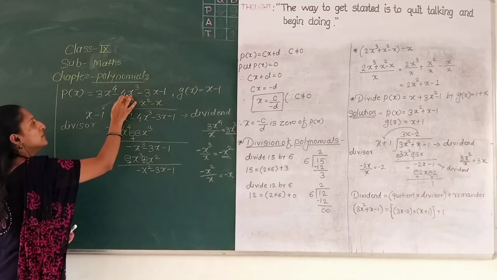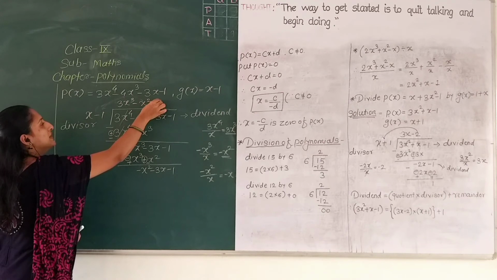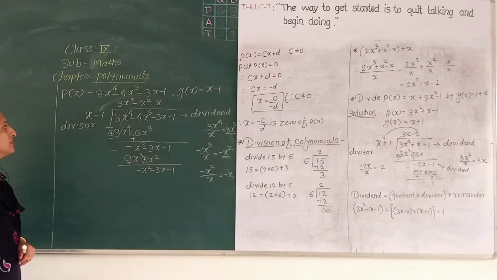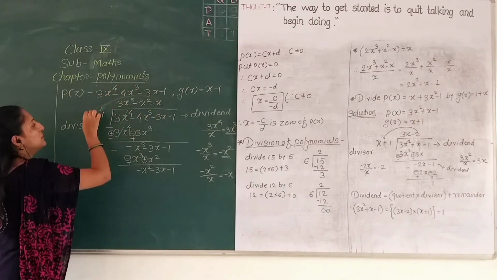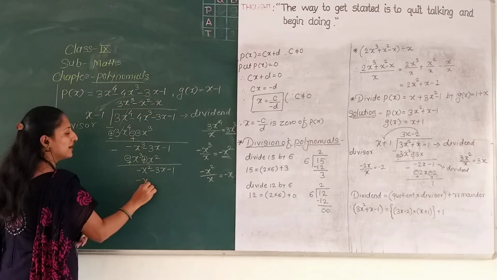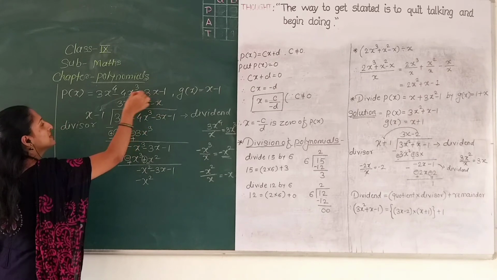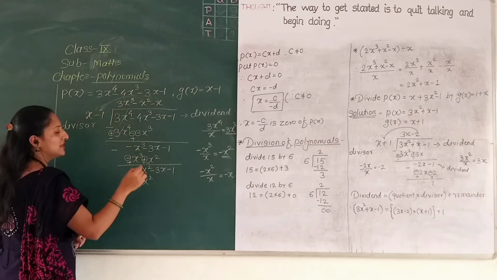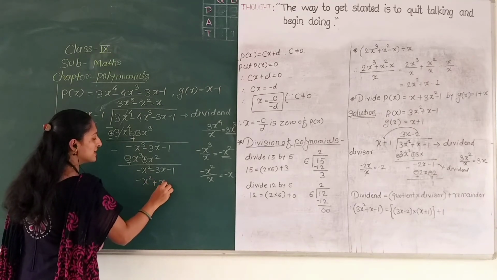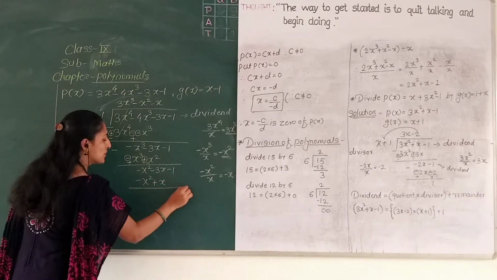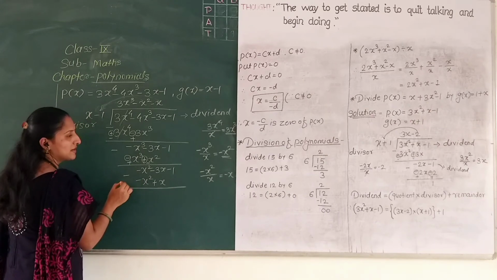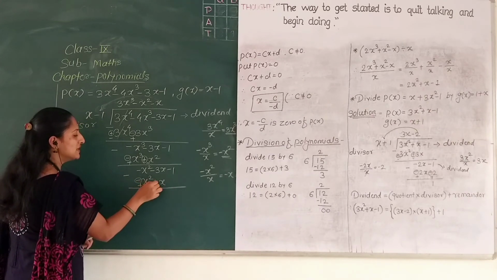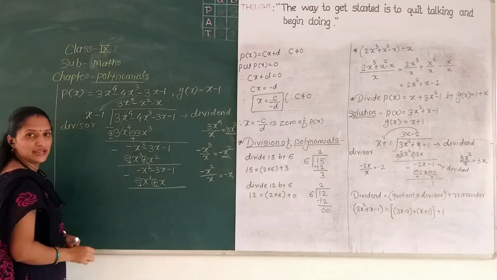Now, same procedure. We multiply this negative x by x minus 1. So negative x into x is negative x square, and negative x into negative 1 becomes positive x. Again take subtraction here. After subtraction, the signs change: negative becomes positive and positive becomes negative.